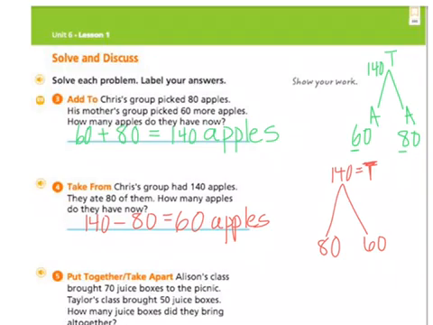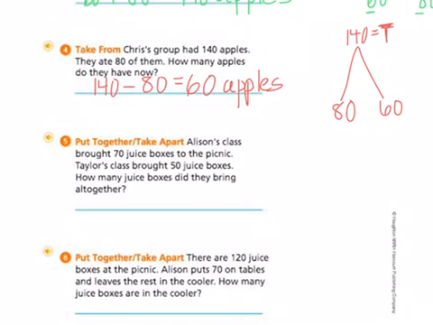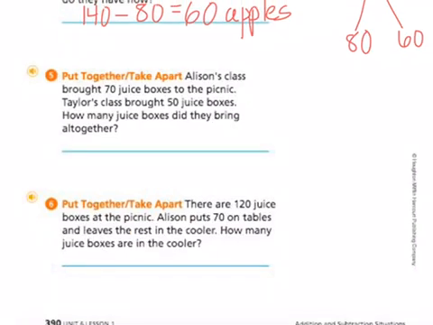Number 5. Put together, take apart. Allison's class brought 70 juice boxes to the picnic. Taylor's class brought 50 juice boxes. How many juice boxes did they bring all together? So you can use a math mountain, but you can also use a tens group. So you could say Allison's class brought 70, so there's 50, 60, 70. Taylor's class brought 50, 1, 2, 3, 4, 5.